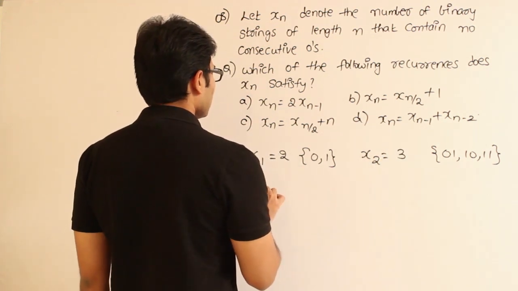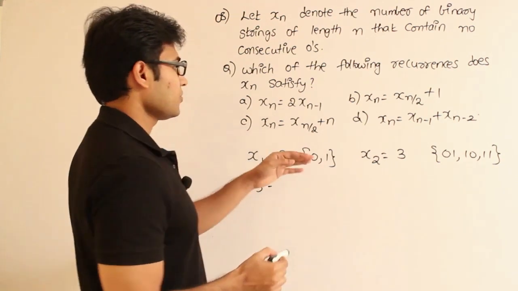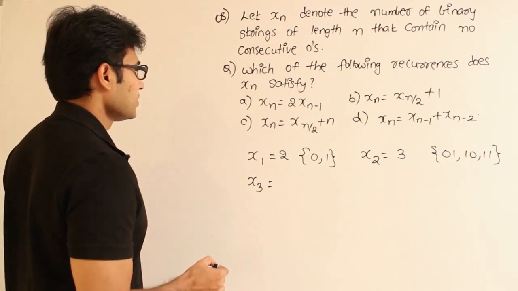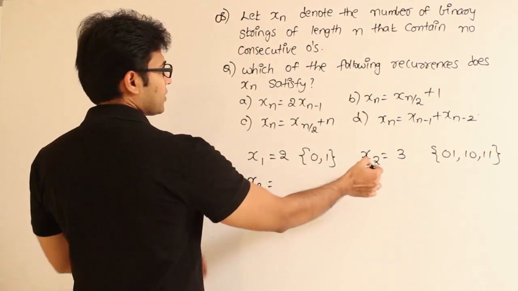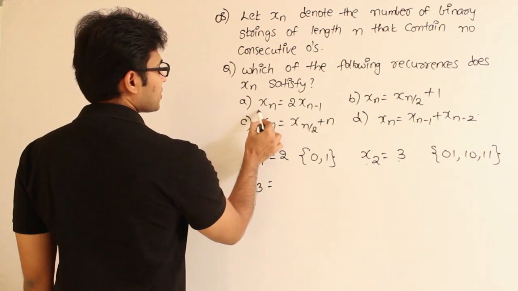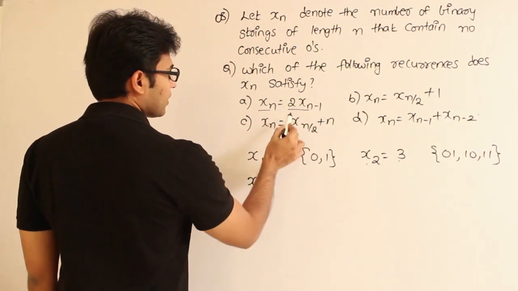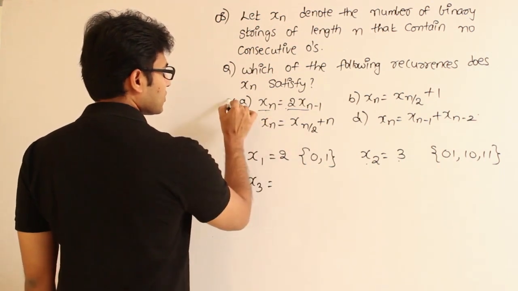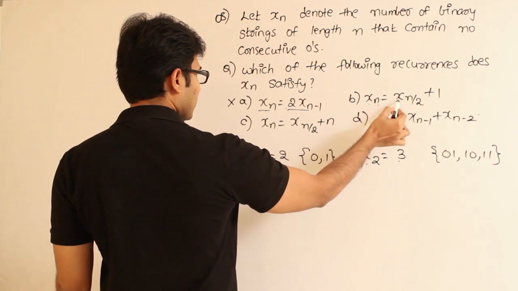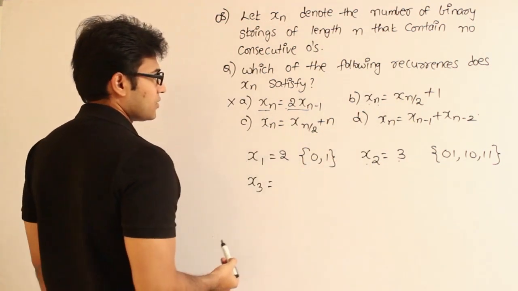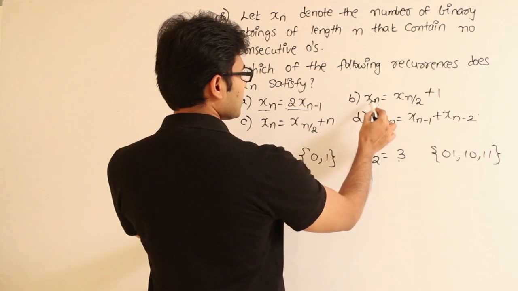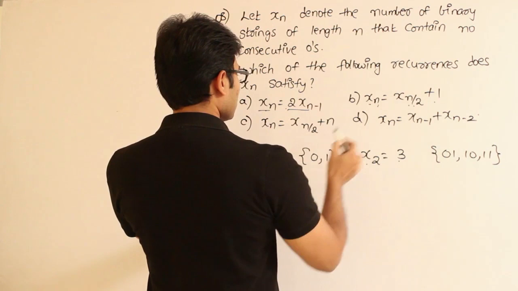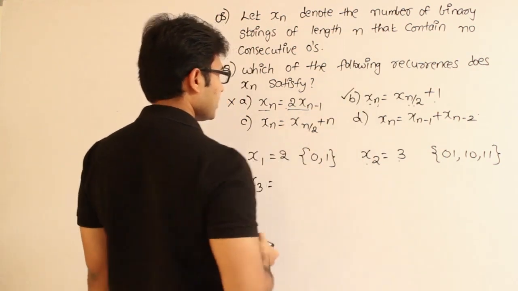Similarly, if you want you can go with x3, otherwise you can stop here and check the answers. So shall we check the answers right away? Now x2 should be 3. Check this option, x2 equals 2 into x1, which according to this gives us 4. This is not the option. This one says xn equals x(n/2) plus 1, so x2 equals x1 plus 1, which is 3. So this is giving the right answer.